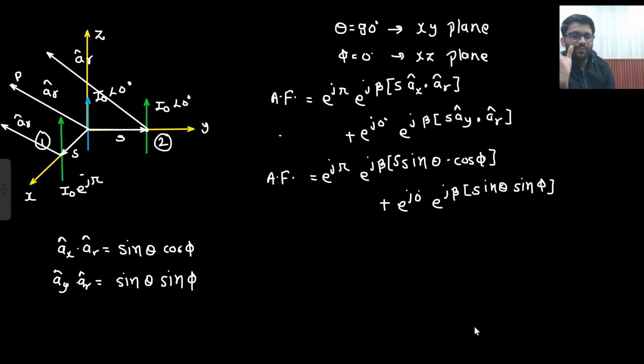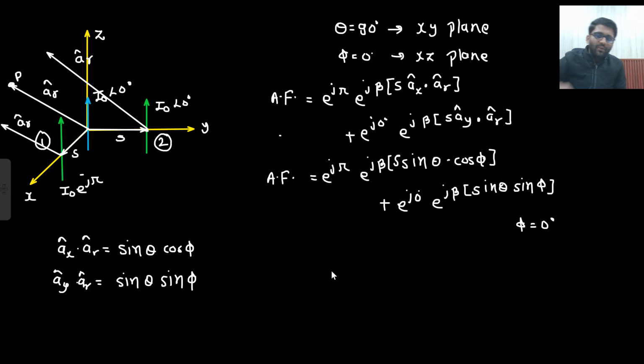So what is phi here? Phi is equal to 0 degree. Will you put theta equals 90 degree? No. Here I need to write it down for point P. Point P is computed for phi equals 0 degree. Now for point P, is it necessary that theta is equal to 90 degree? No. Theta could be anything.